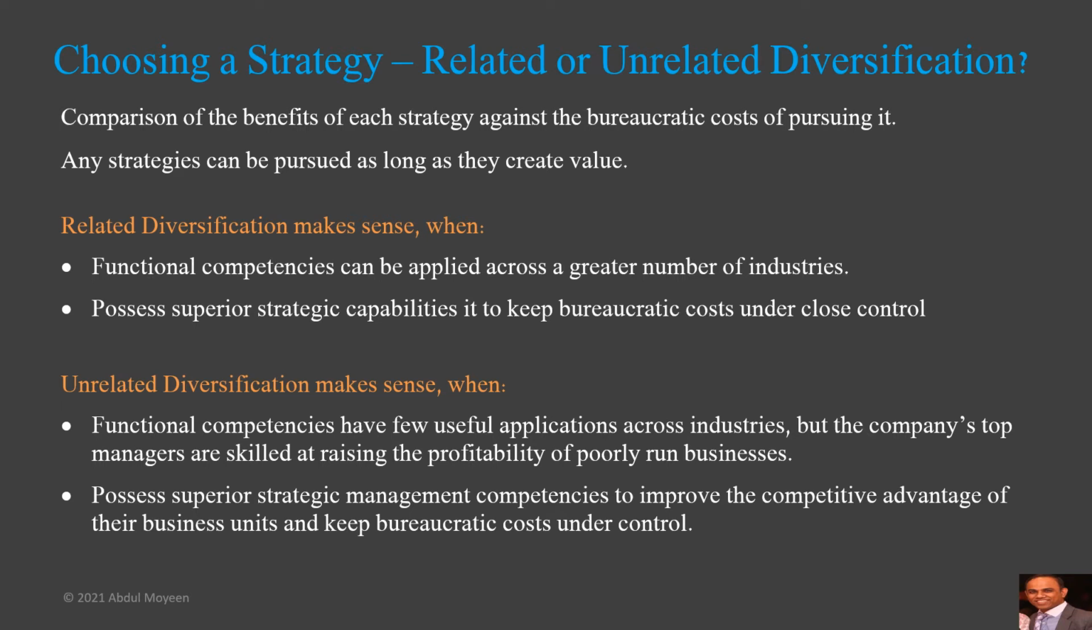Now the choice of strategy depends upon a comparison of the benefits of each strategy against the bureaucratic cost of pursuing it. It pays a company to pursue related diversification when, number one, the company's competencies can be applied across a greater number of industries, and number two, the company has superior strategic capabilities that allow it to keep bureaucratic cost under close control, perhaps by encouraging entrepreneurship or by developing a value creating organizational culture.